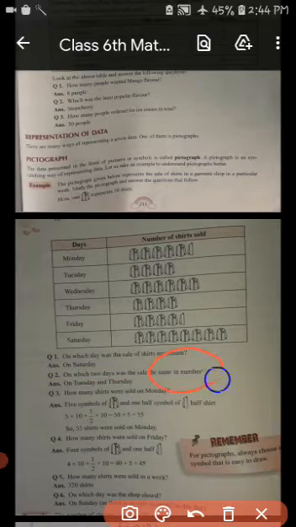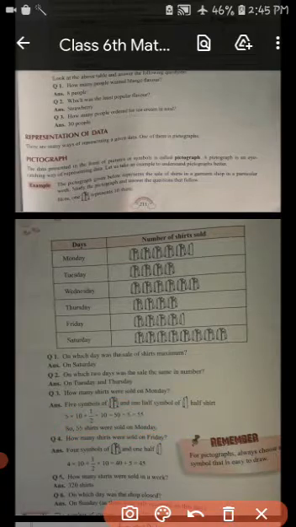Now, on which two days was the number of shirts sold the same? On Tuesday and Thursday, the number of shirts sold was the same. How many shirts were sold on Monday? Look here: 5 symbols and 1 half shirt. So 5 into 10 is 50, plus half into 10 is 5, equal to 55 shirts. 55 shirts were sold on Monday.